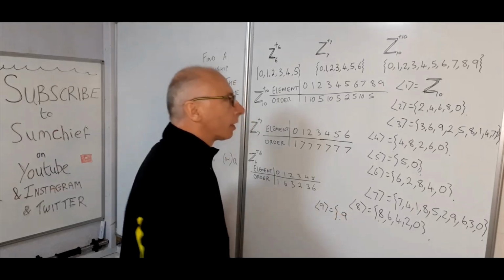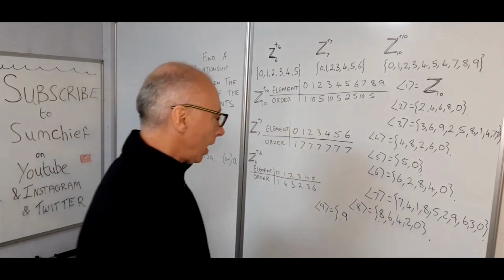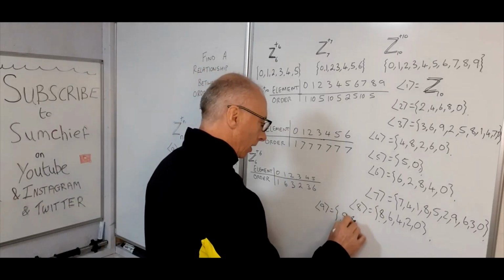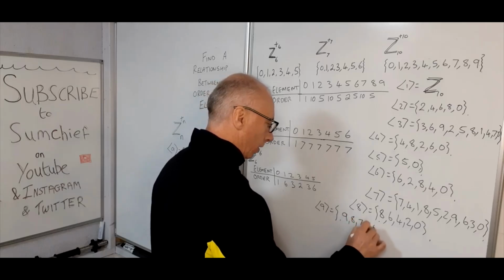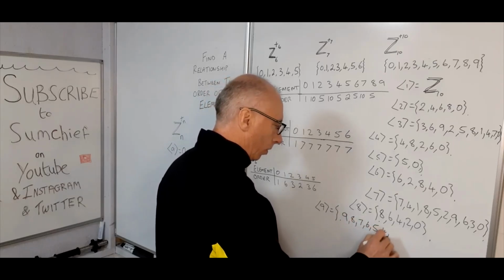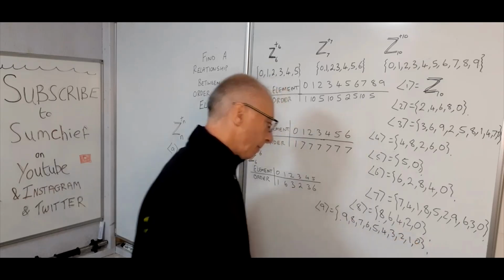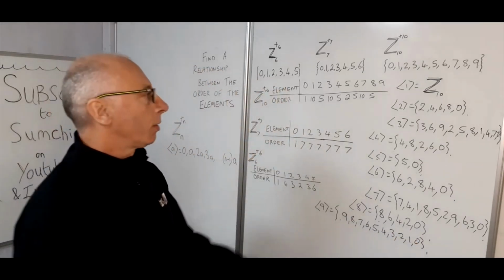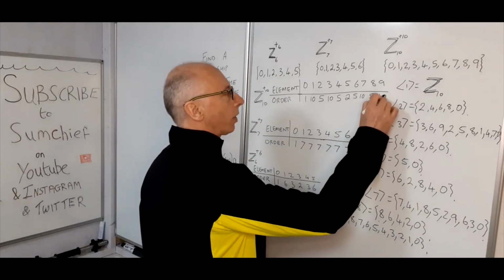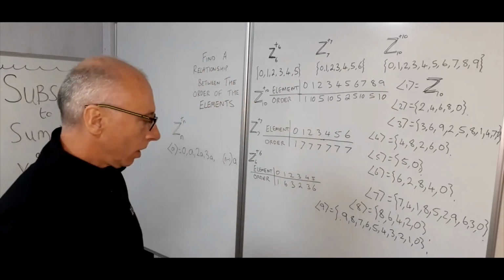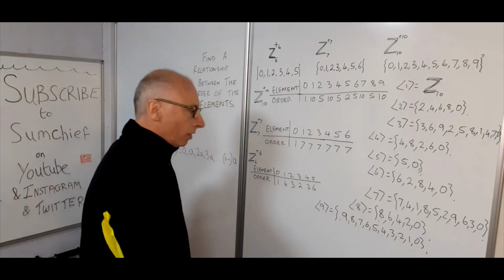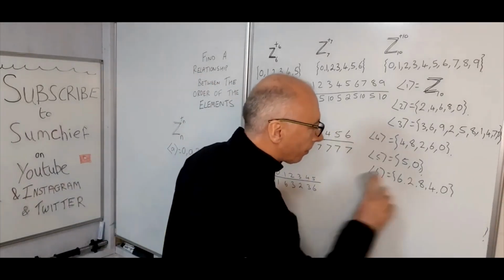So 9, adding on 9 modulus 10 gives us 8, 7, 6, 5, 4, 3, 2, 1, and finally 0. So we know that this is also a generator. So this one here is of order 10. Right, now let's have a look, see if there's any relationship between all these.